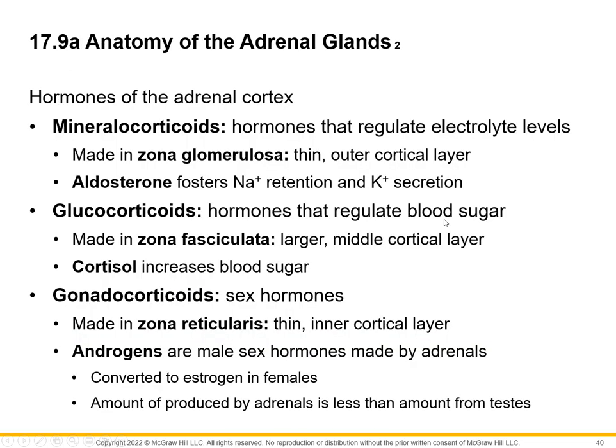So what's coming from each of these layers? From our zona glomerulosa, we have mineralocorticoids. These help regulate ion and electrolyte levels, primarily sodium and potassium, and the main one that we will focus on is aldosterone. Aldosterone acts to promote the reabsorption of sodium and thus water, and at the same time excrete, or get rid of, potassium.